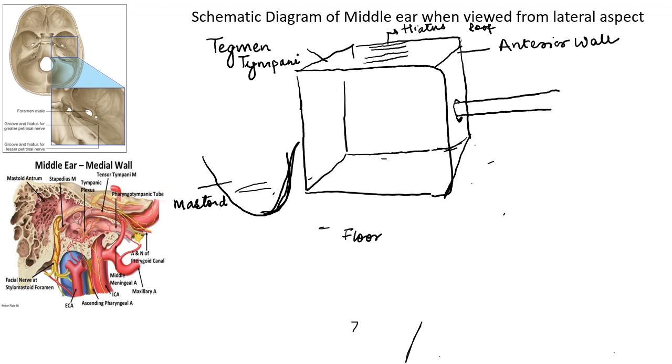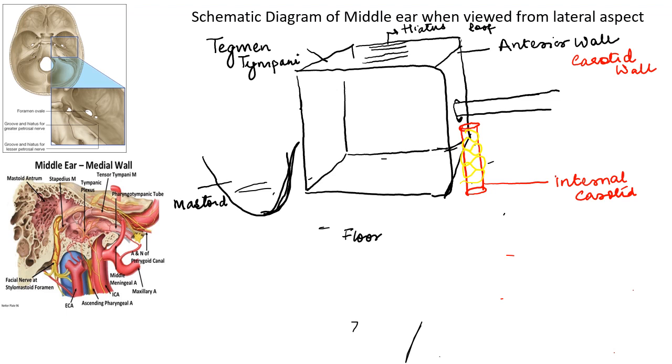So let's draw. Here would be the internal carotid artery, and there is a thin plate of bone which is separating the internal carotid artery, okay, we've just taken a cut section, from the middle ear cavity. So this wall is also known as the carotid wall.